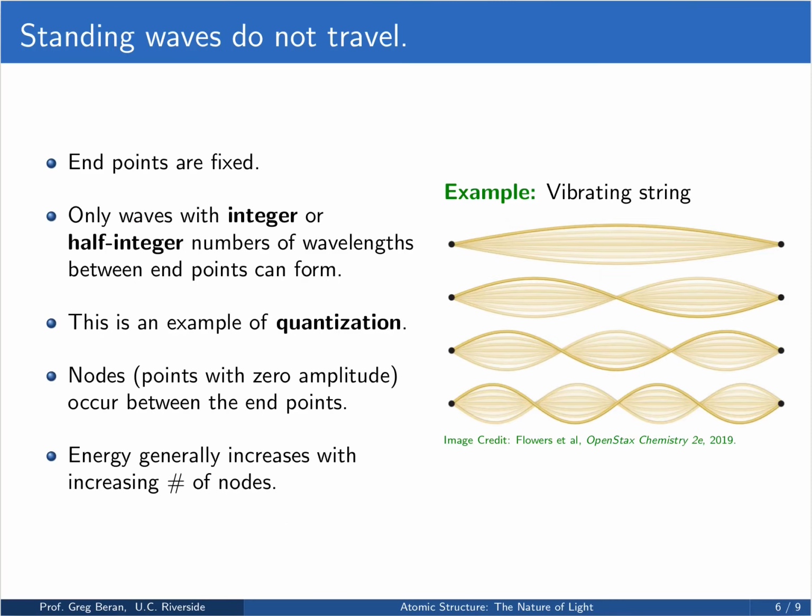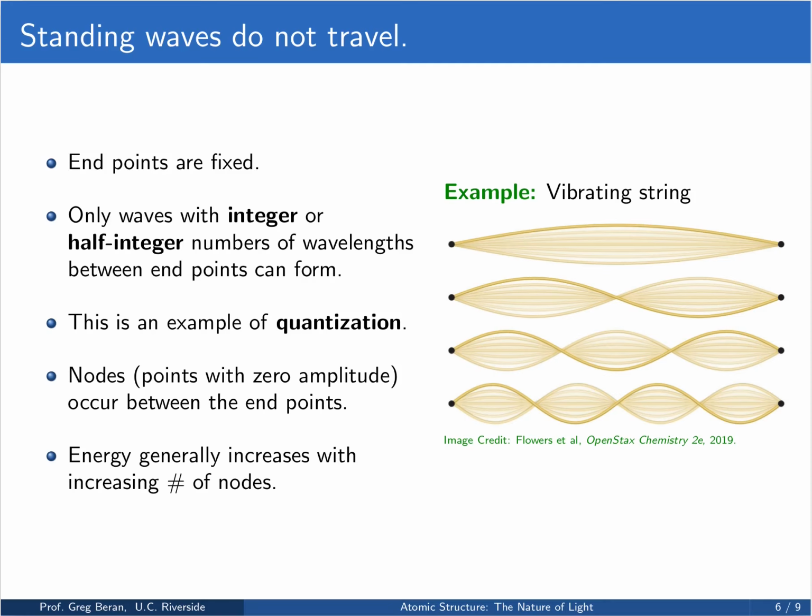The waves we've been talking about so far are traveling waves, similar to what you see on the ocean. But there's another special kind of wave that's worth mentioning. That's a standing wave. You've seen these, for example, if you've ever plucked the string on a guitar. A standing wave is a wave where the 2 endpoints are fixed. And it turns out when you have these standing waves, you can only have waves with integer or half integer numbers of wavelengths between the endpoints.